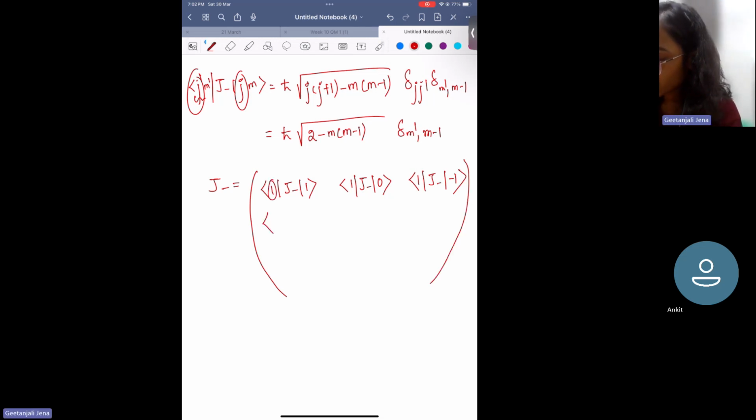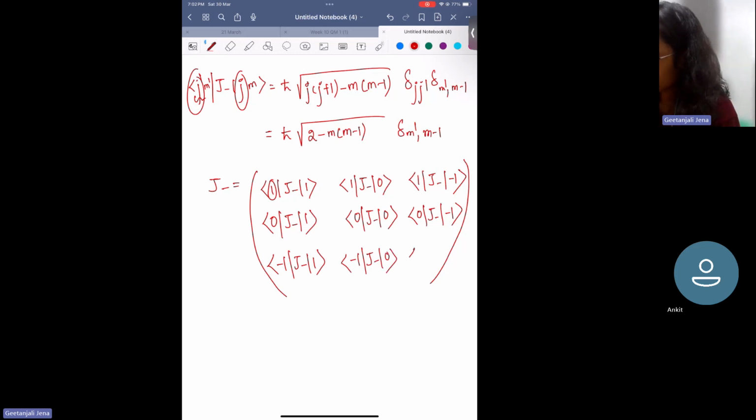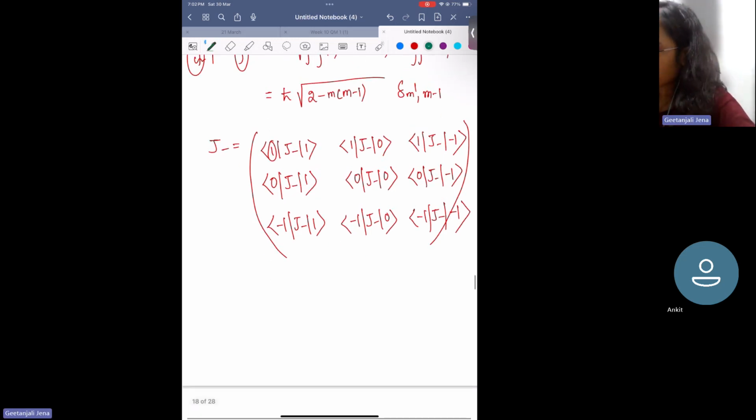Similarly, I have to change this one. It would be 0, j minus 1, 0, j minus 0, and this is 0, j minus minus 1. And this one is minus 1, j minus 1, minus 1, j minus 0, minus 1, j minus minus 1. Now you see there is a canonical delta, which is delta m prime and m minus 1.